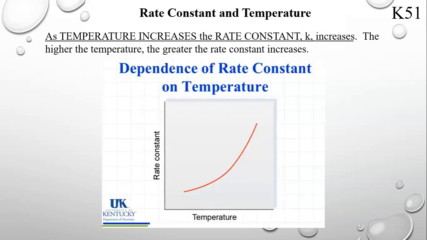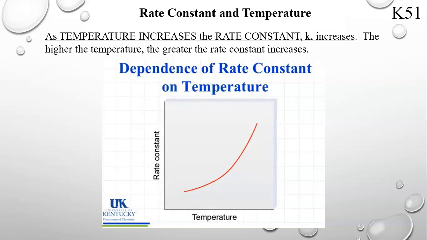Okay, as temperature increases, rate constant increases. So what this graph is showing you, we said that rate constant is kind of a representation of temperature in a kinetic rate law. You don't actually put the T for temperature in the rate law, but you use k, and k represents the temperature.